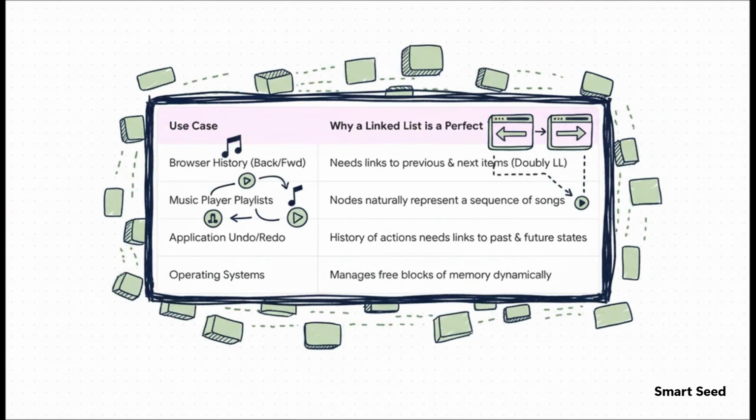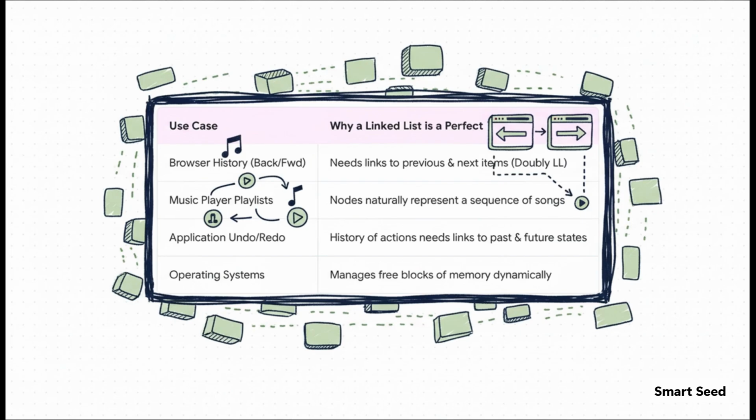Okay, check this out. Your browser's back and forward buttons, that's actually a special kind of linked list, a doubly linked list, where every page knows about the one before and the one after. So cool. Music playlist, of course, that's a perfect example. The undo/redo feature in your apps, that's just a linked list of all the actions you've taken, letting you step back and forth through time. Heck, even your computer's operating system is using linked lists under the hood to manage memory.